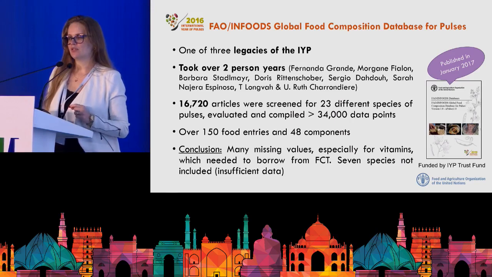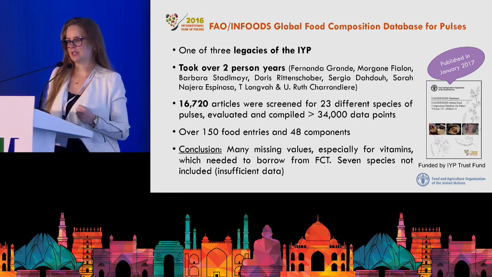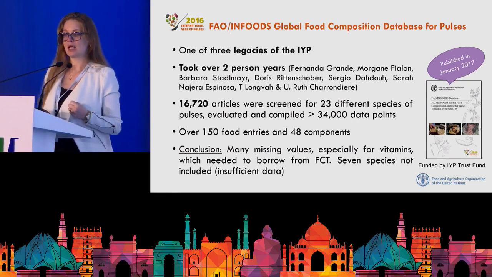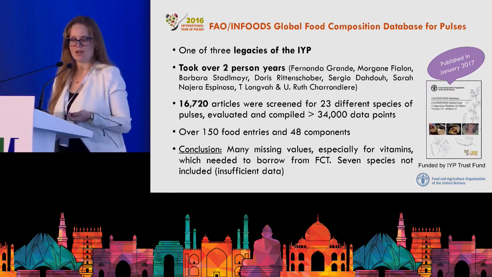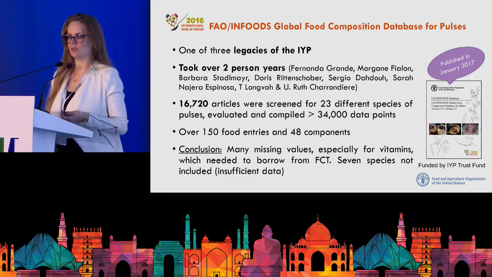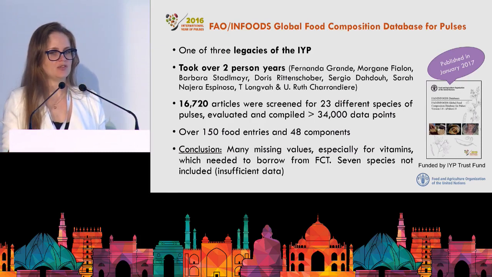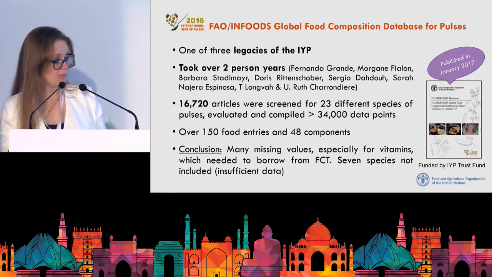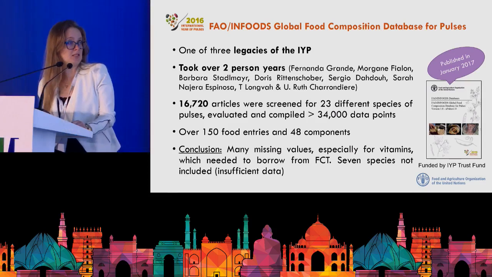To produce this food composition table, we screened more than 16,000 articles looking for data on the composition of the seeds. We were looking for 23 different species of pulses, and at the end, we evaluated and compiled more than 34,000 data points to produce this table. So at the end, we had 150 food entries and 48 components: energy, proximates, vitamins, minerals, and also amino acids.